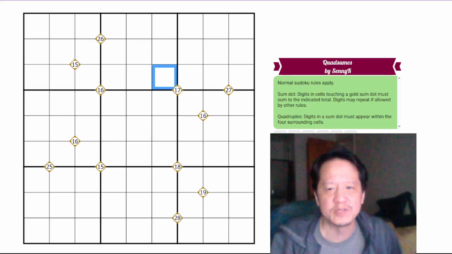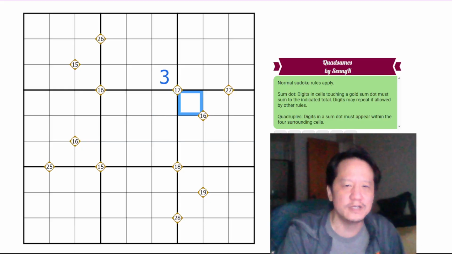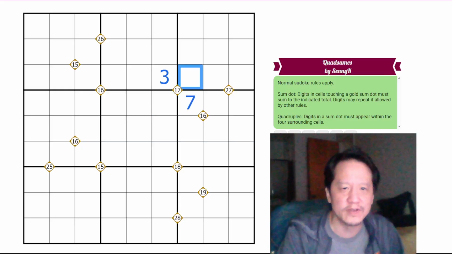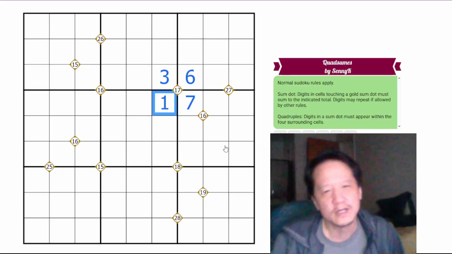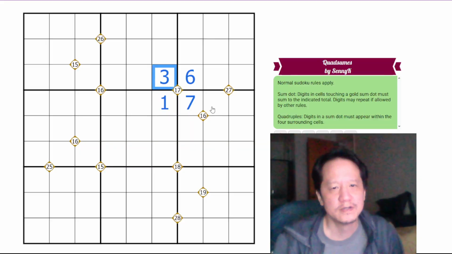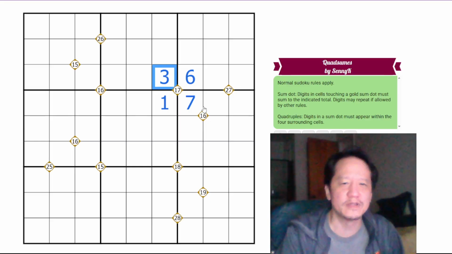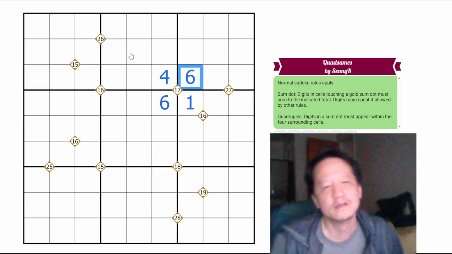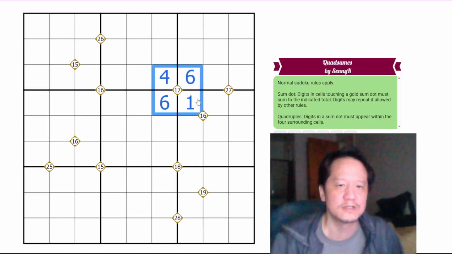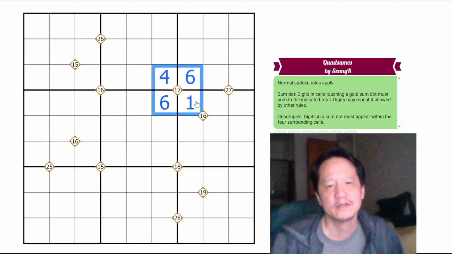So you could have something like 3761, and this would be valid. Or I guess you could have something like 4661, and this would be valid because the digits surrounding this gold sum dot add up to 17, which is the sum here.